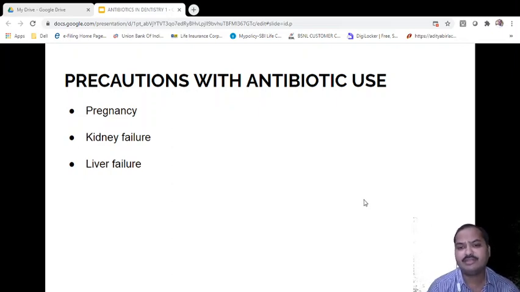Most of the antibiotics are not to be given in cases of pregnancy, but beta-lactam antibiotics are sometimes given cautiously. In cases of kidney failure, most of the drugs which are eliminated by the kidneys cannot be given as such. They have to either be modified in dosage or be stopped. Similarly, in liver failure, most of the drugs which are metabolized in the liver and eliminated in the bile should be restricted or avoided, to avoid toxicity which is secondary to overdosage of these drugs.